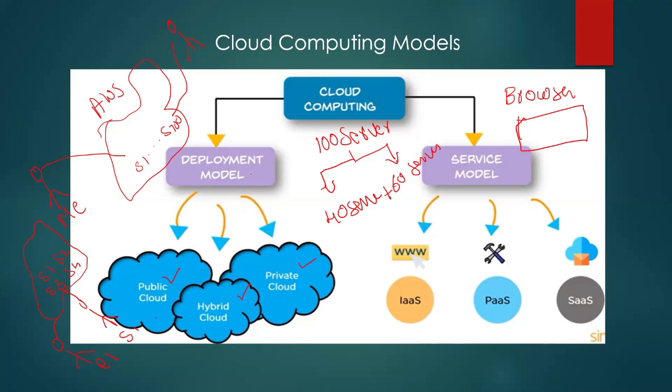Now these are the two models: one is the deployment model and another one is the service model, which are the two main basic cloud computing models. The first model talks about cloud accessibility, and the second model talks about the services offered by cloud.